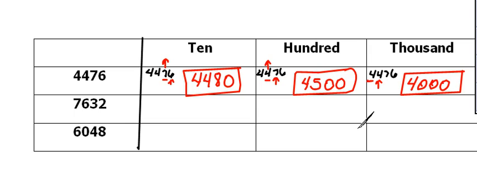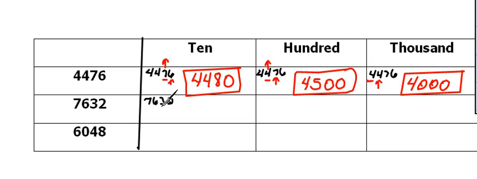All right, let's continue on with rounding these numbers to different place values. So here we have the number 7,632, and we're going to round this to the nearest 10 first.